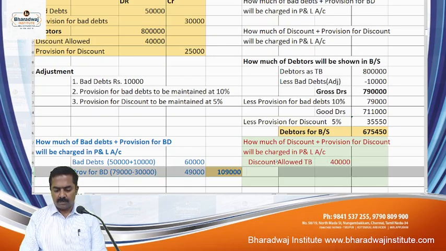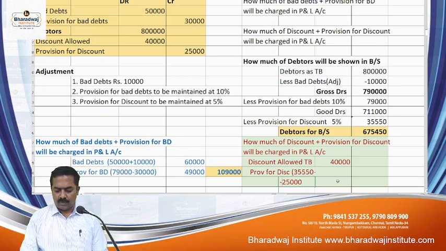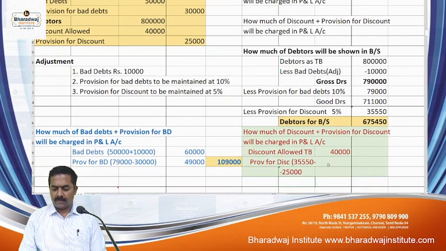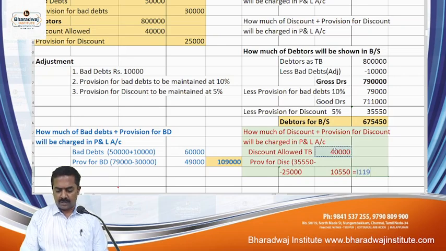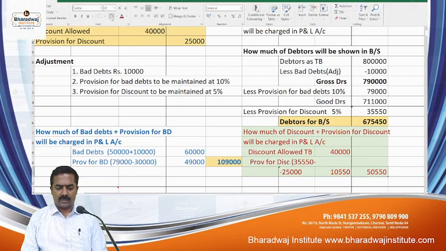40,000. Provision for discount, 20. New provision 35,550 minus what is old provision? Minus 25,000. 35,550 minus 25,000. How much? 10,550. So total 40,000 plus 10,550. Yeah, this is the provision required.